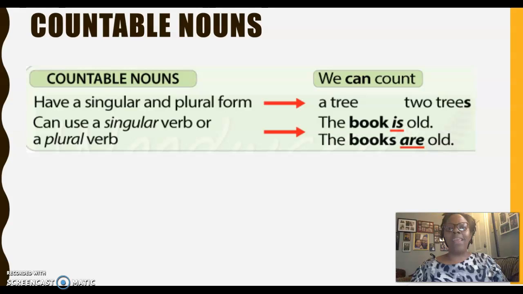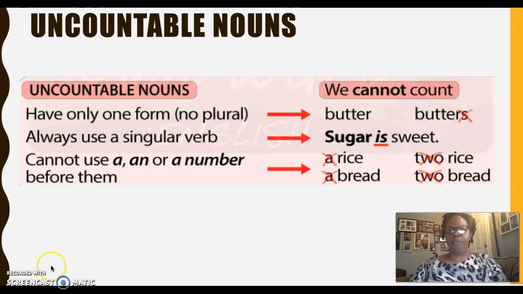If your noun is a singular noun, that means just one, you would use is. For example, the book is old. If your noun is plural, that means more than one, you would use are. The books are old. Now let's look into uncountable nouns.